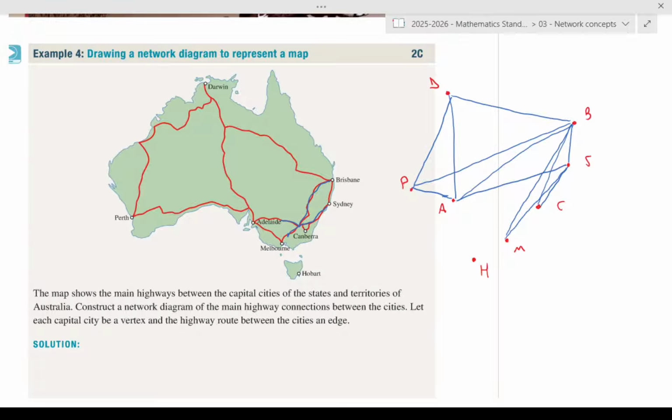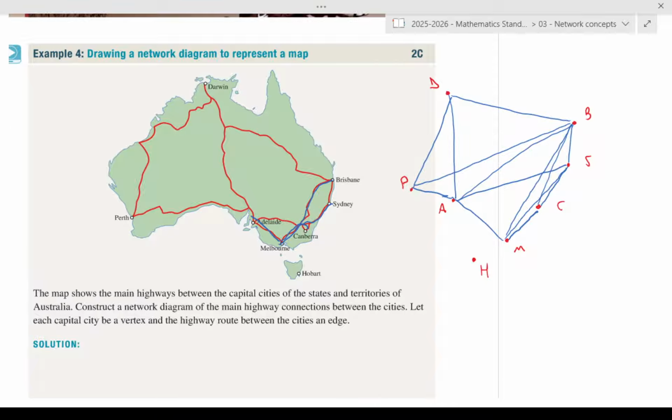And we're down to Melbourne. So Melbourne, I can obviously go to Adelaide, I can go to Brisbane, I can go to Canberra, and I can go to Sydney. So Melbourne goes there. I've already got the one to Sydney. I've already got the one to Brisbane. I don't have the one to Canberra, so there we go. I've got the one to Canberra. So that is the network diagram.